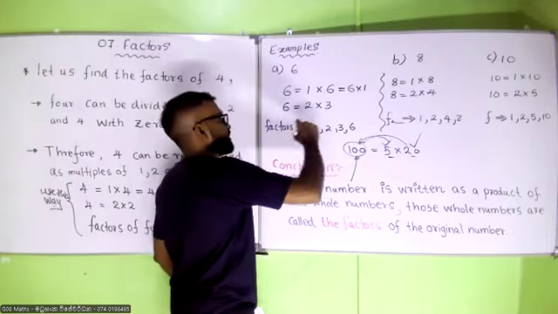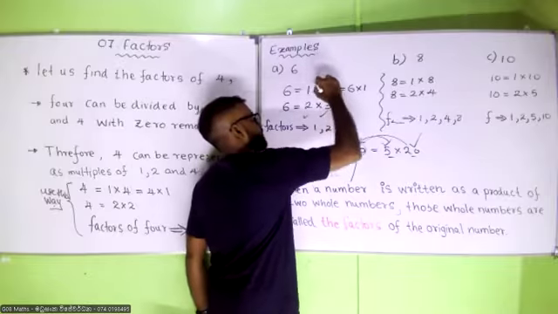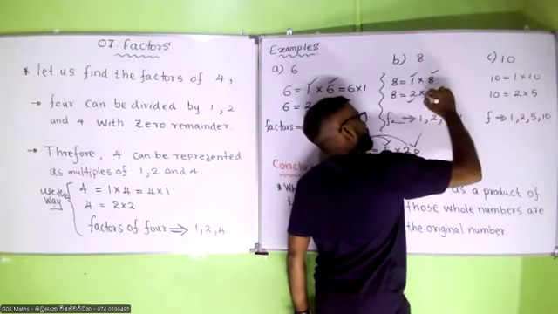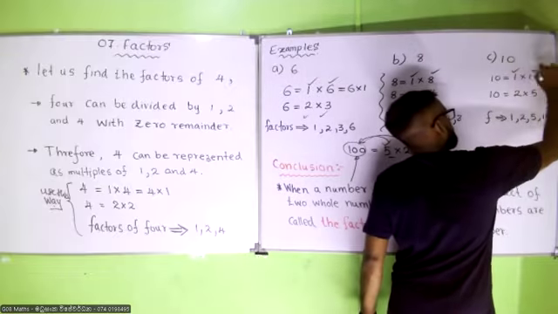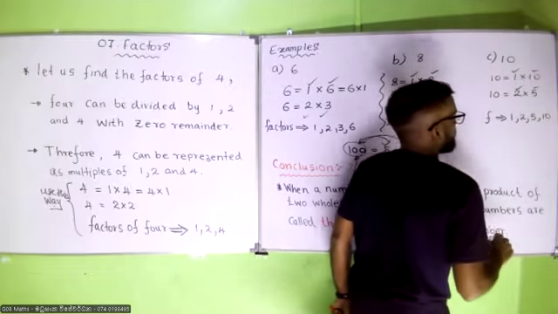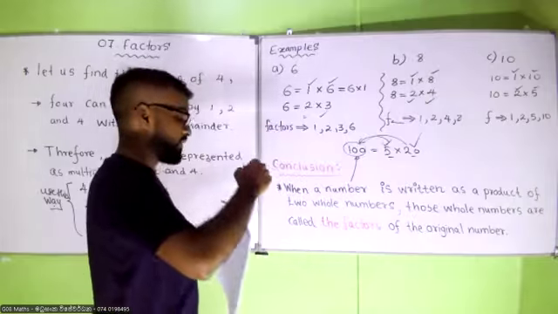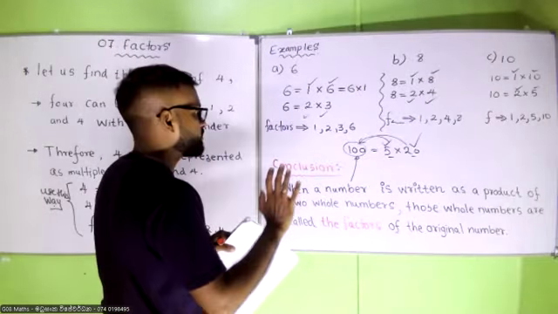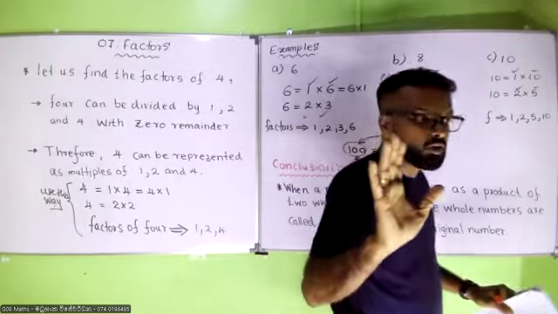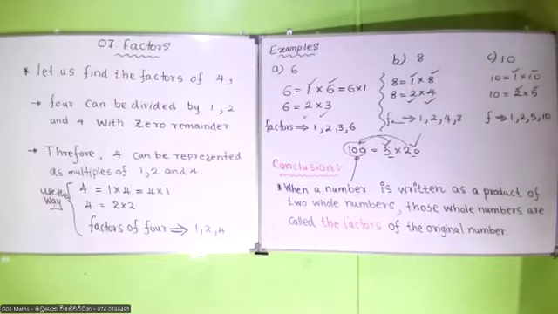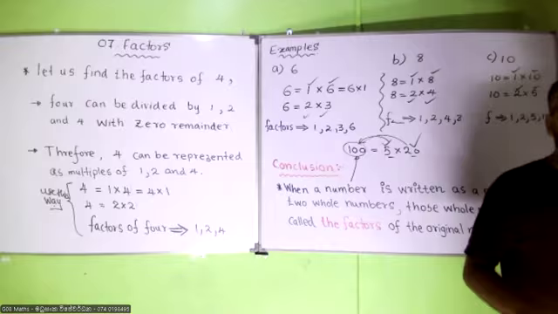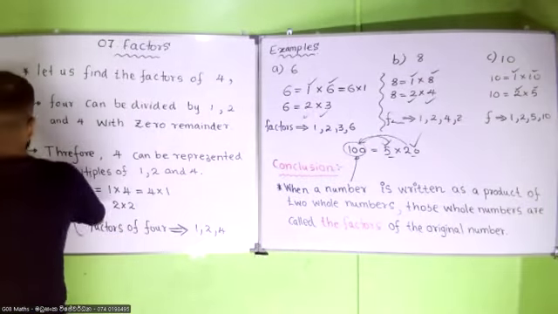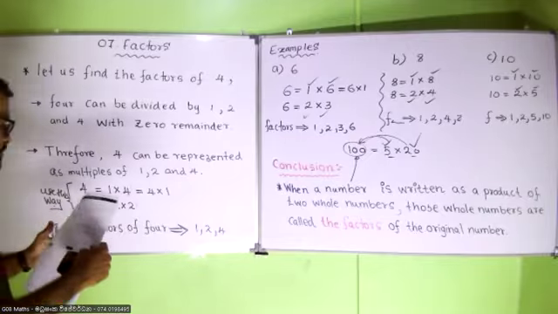So we have done it here. Written down as a product of two whole numbers, so that they all become the factors of the original number. So that is the basic thing you need to know. So we are going to do the page number 2.